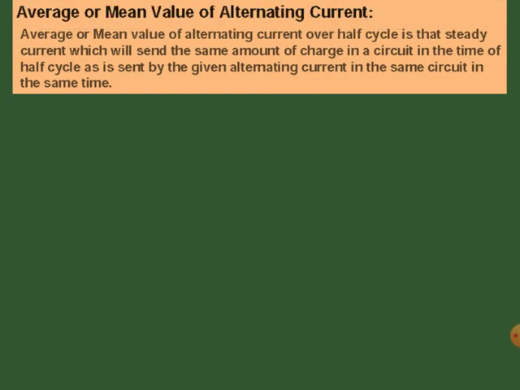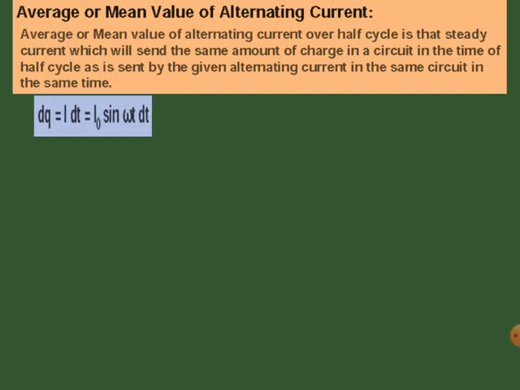Now I'm repeating the definition again. The average or mean value of alternating current over half cycle is that steady current, that means DC current, which will send the same amount of charge in a circuit in the time of half cycle as is sent by the given alternating current in the same circuit in the same time. Got it?